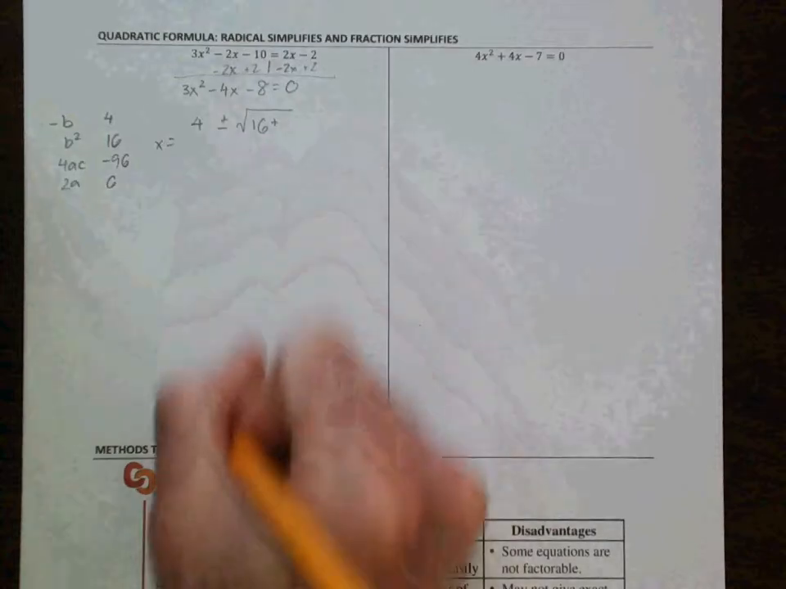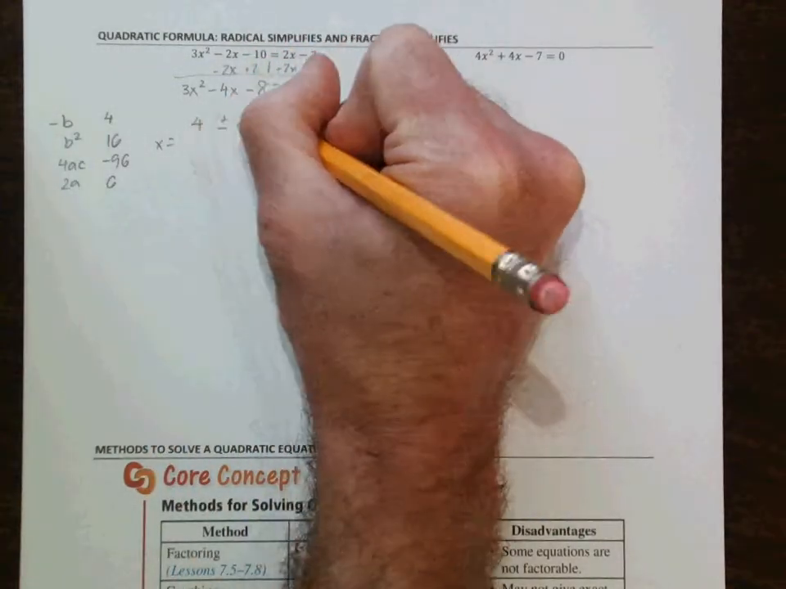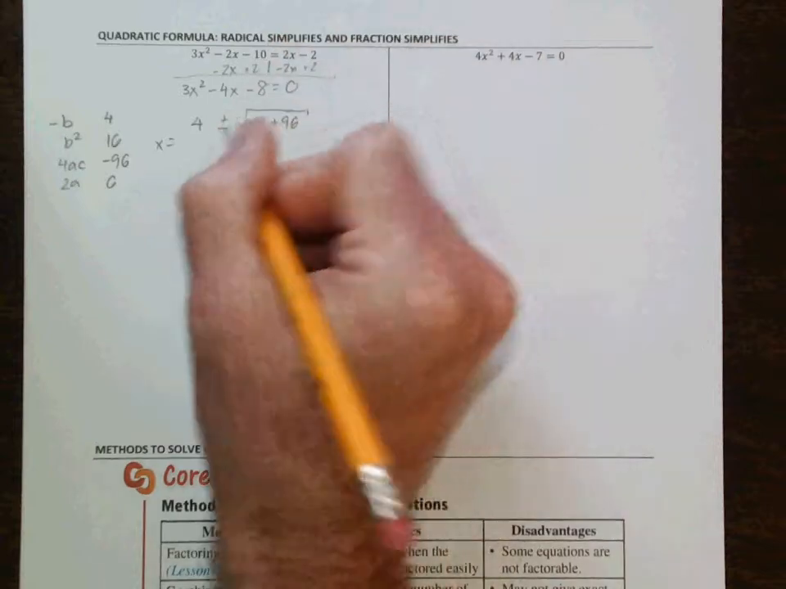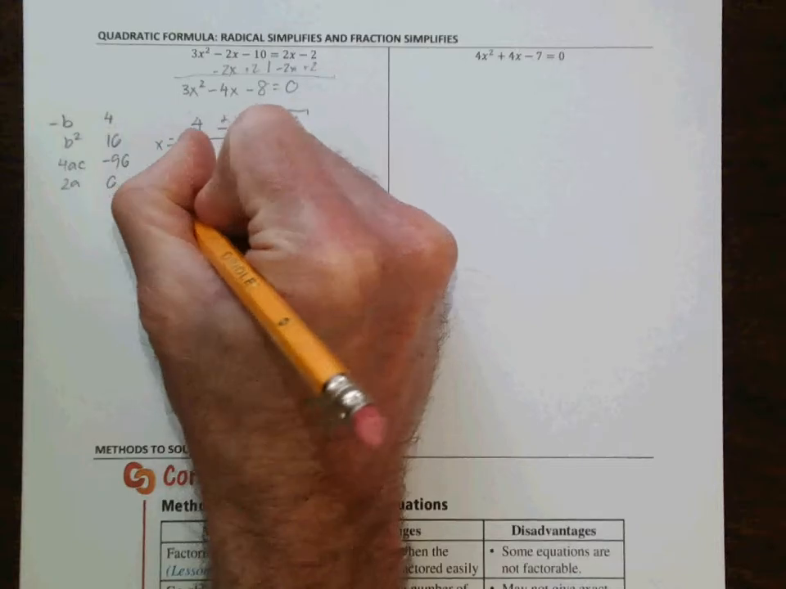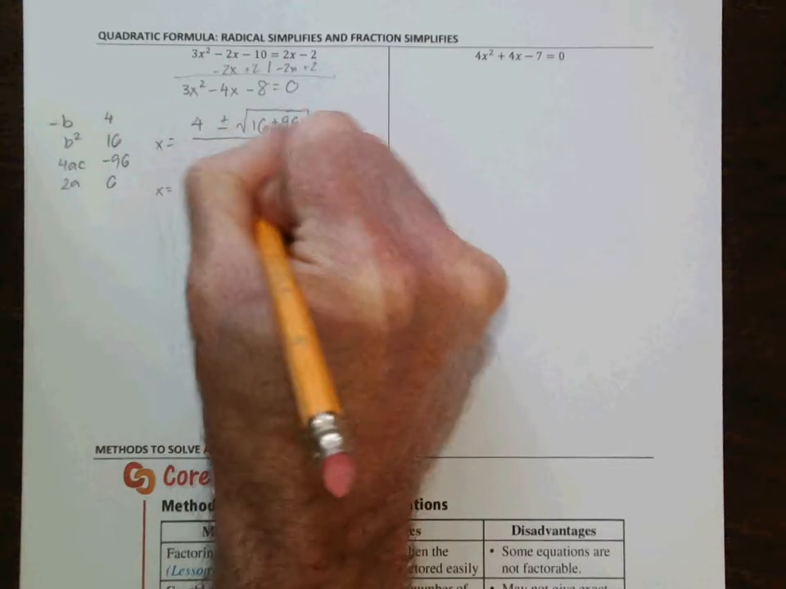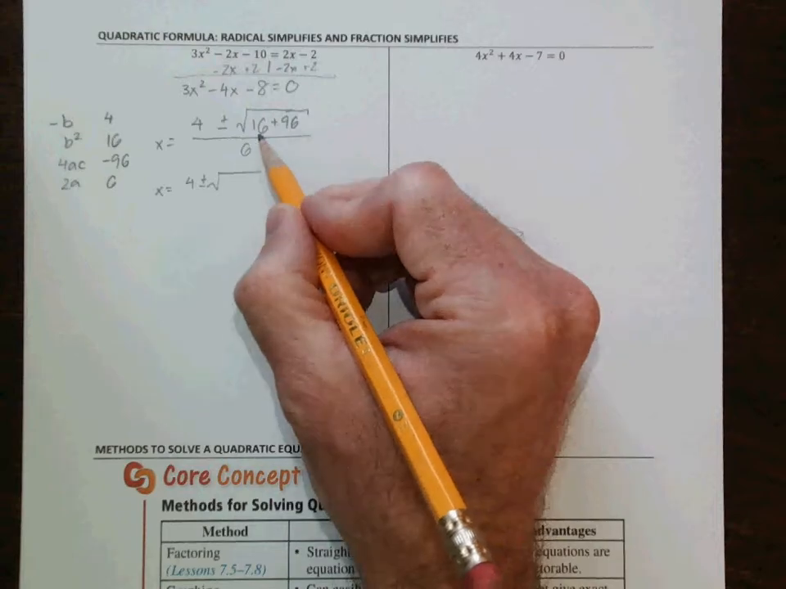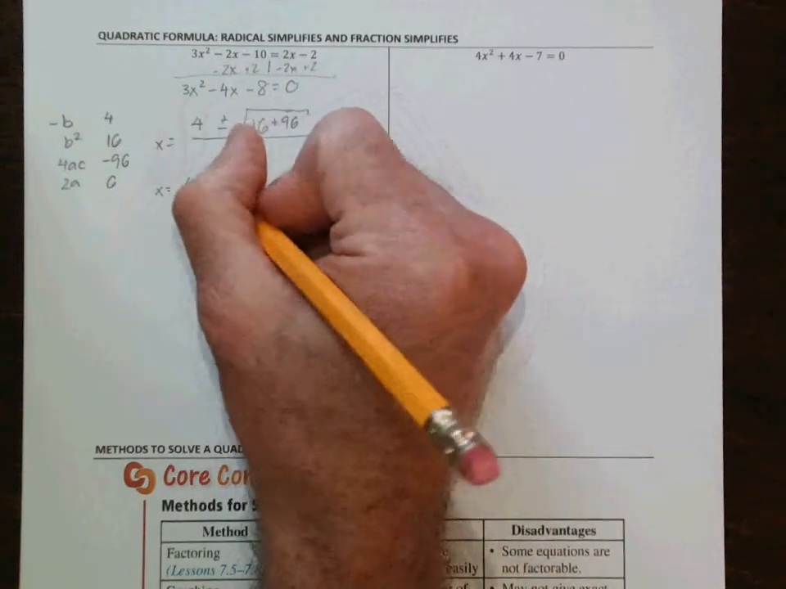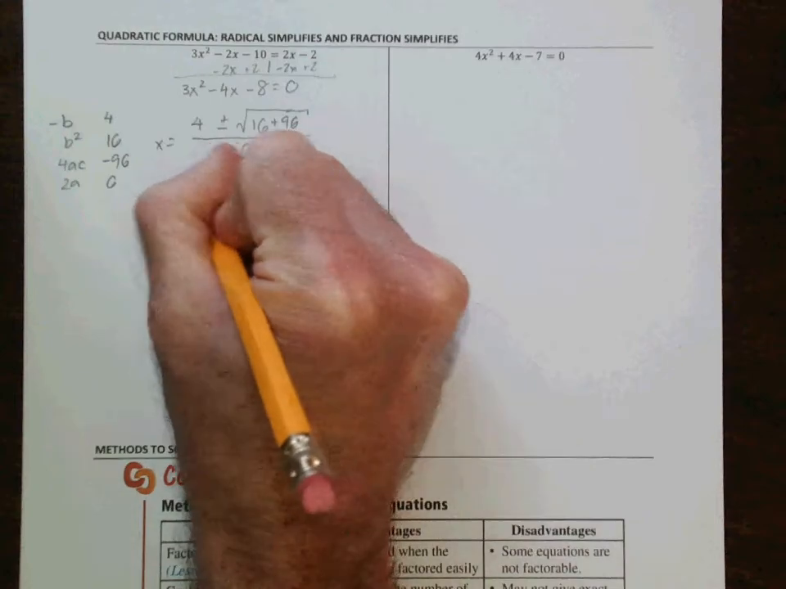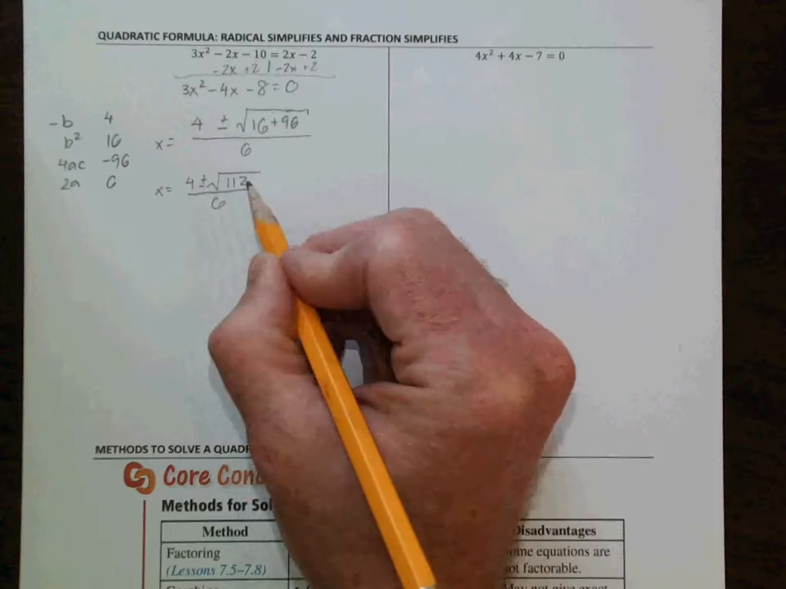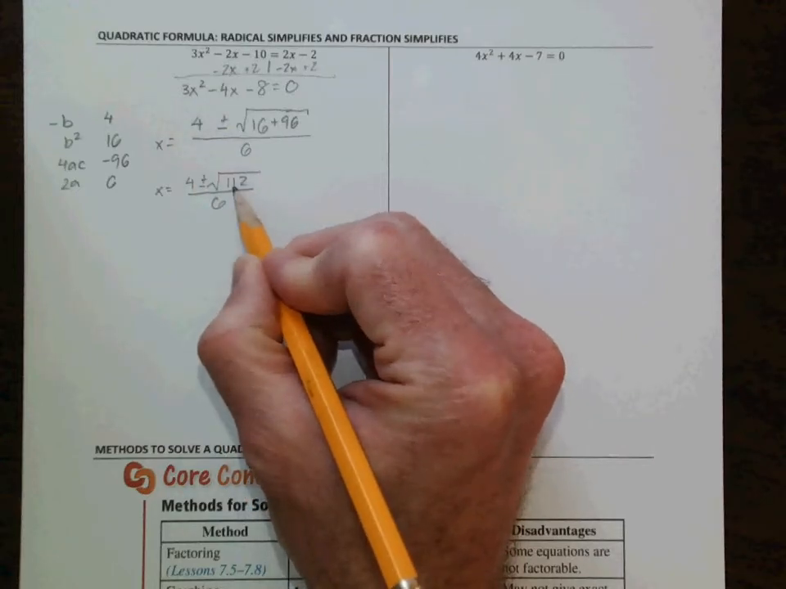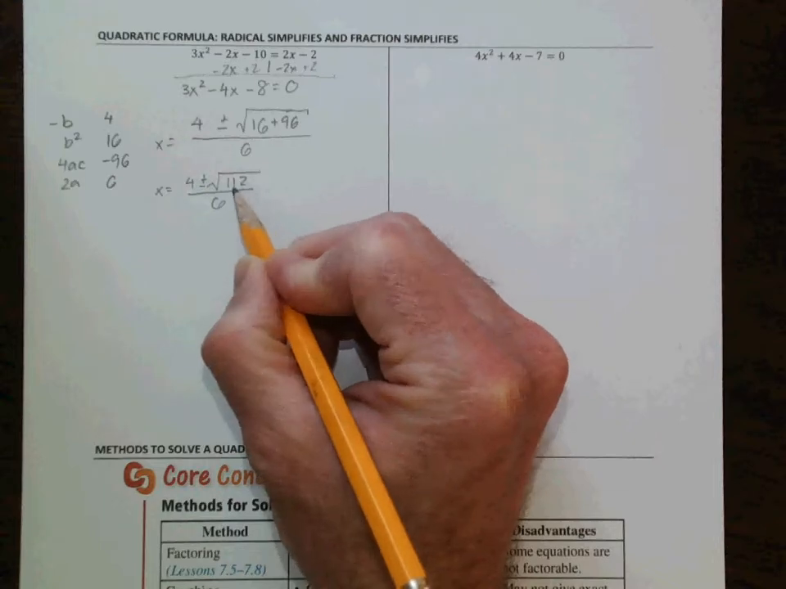Because I'm going to need some space down here, I'm going to immediately just move to the plus 96, all over 6. So that is x is equal to 4 plus or minus the square root of 16 plus 96, 106, 112, all over 6. Now 112, let's see, the rule for if something's divisible by 4 is the last two digits, in this case 12, divisible by 4.